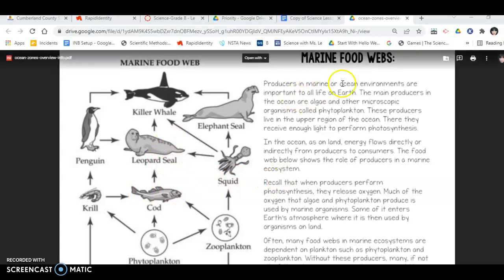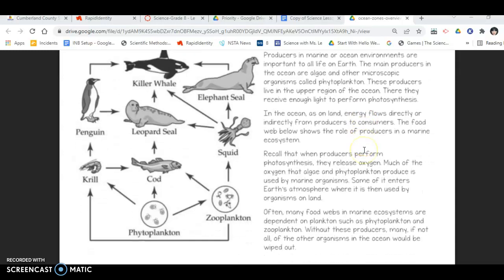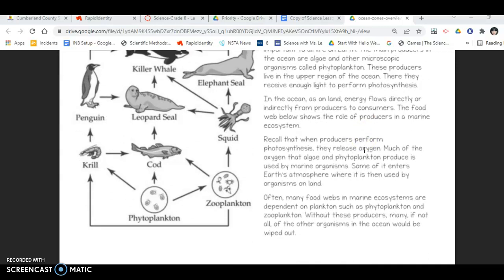Now, so let's continue. Marine food webs. Producers in marine or ocean environments are important to all life on Earth. The main producers in the ocean are algae and other microscopic organisms called phytoplankton. These producers live in the upper region of the ocean. Why the upper region, do you think? Because they photosynthesize, right? There they may receive enough light to perform photosynthesis. In the ocean, as on land, energy flows directly or indirectly from producers to consumers. The food web below shows the role of producers in a marine ecosystem.